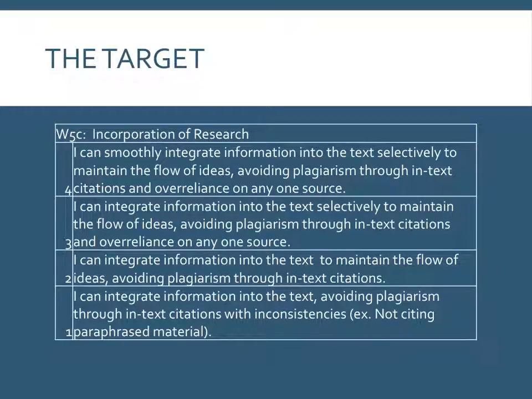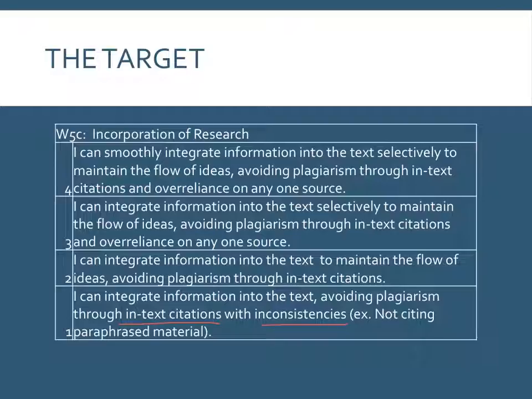Alright, starting here at the 1 level, this target asks that you integrate information into the text. So you take the information that you've gathered, place it into some other type of text, avoiding plagiarism through in-text citations. You've got to have those. Now there might be some inconsistencies. For instance, perhaps you forget to cite paraphrase material, which you will need to do, or maybe the format of your citation isn't 100% correct, but there is some form of citation in your paper.